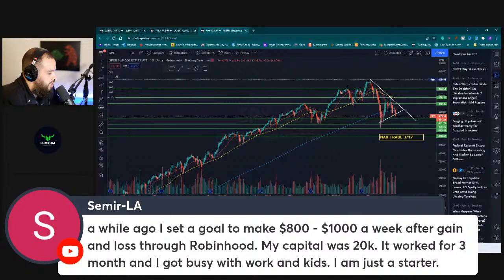Okay, so we got somebody here. A while ago, I set a goal to make 800 to 1,000 a week. I don't know if you want to add whether it was day trading or swing trading, if you can just specify that. And lost through Robinhood. My capital was 20,000. It worked for 3 months, and I got busy with working and kids. I'm just a starter. Do you guys have anything to add to that?